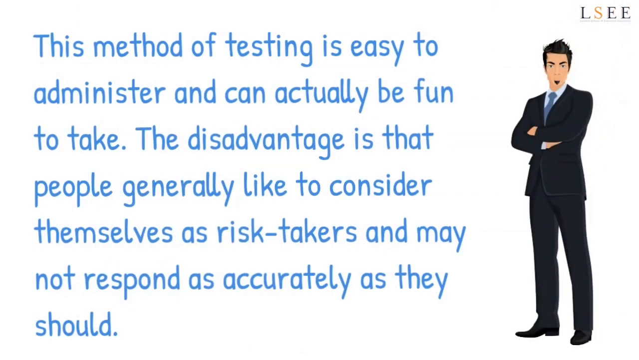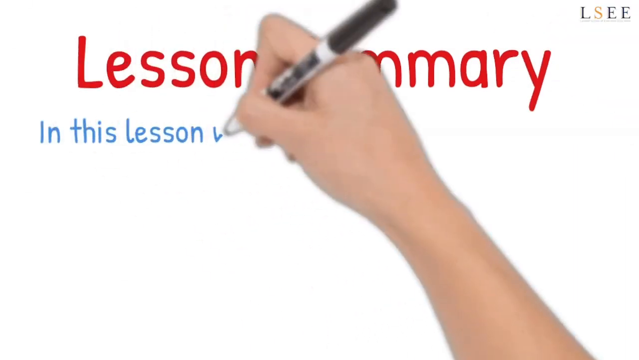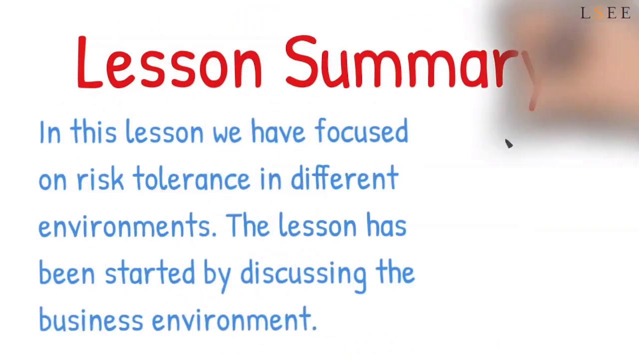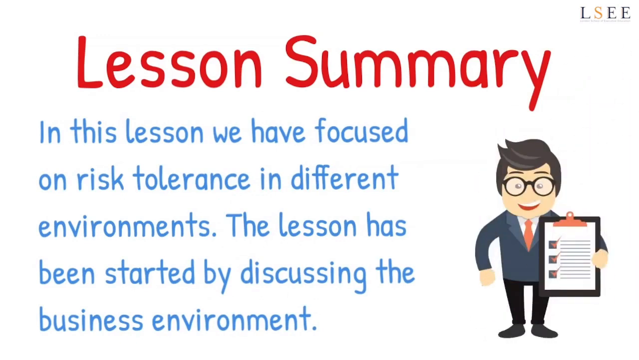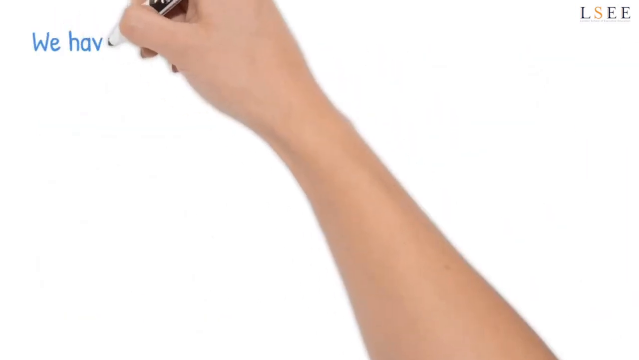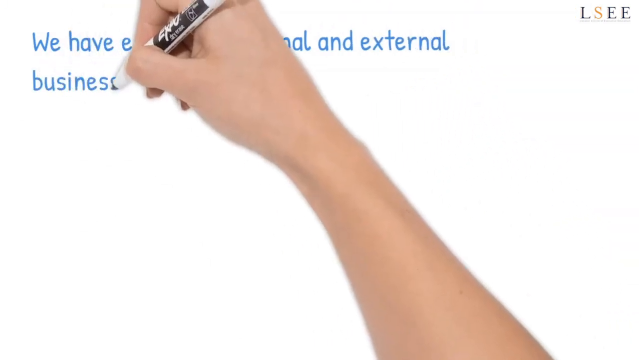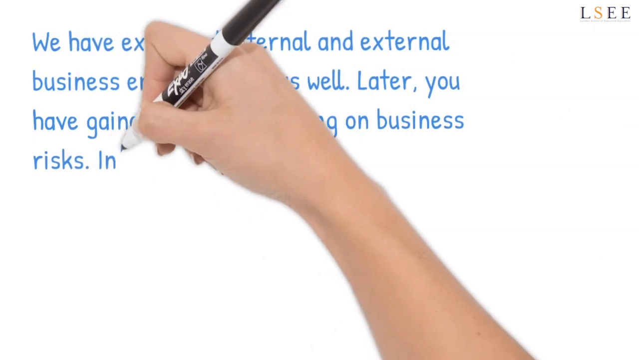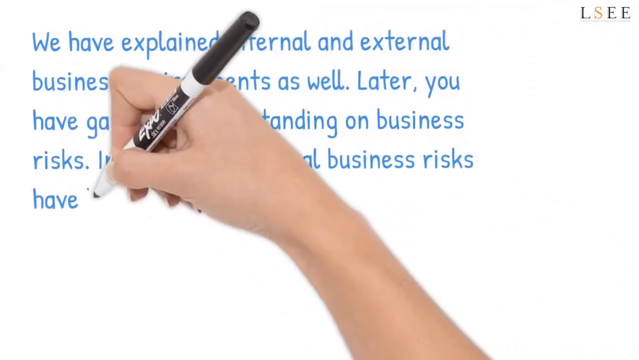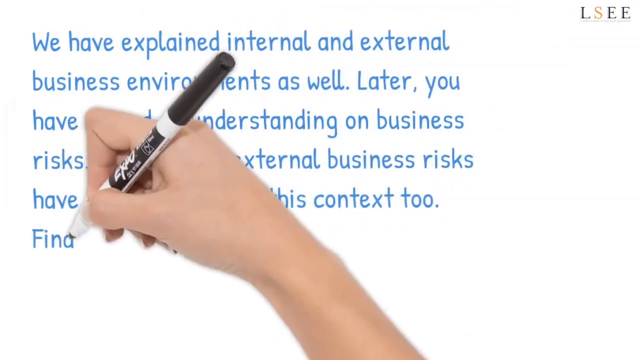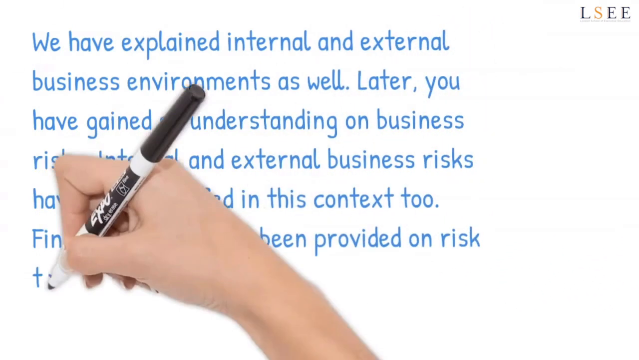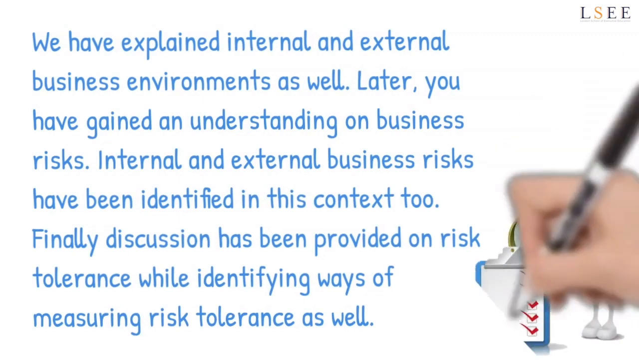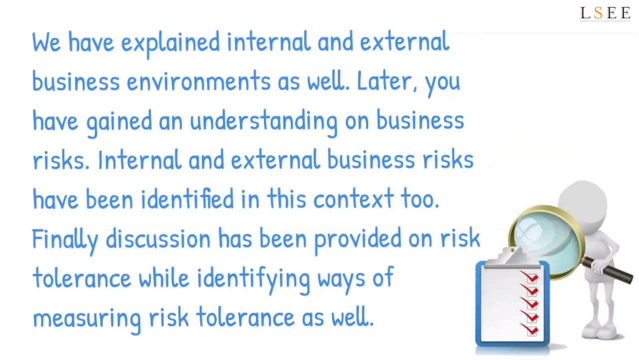Lesson summary. In this lesson we have focused on risk tolerance in different environments. The lesson started by discussing the business environment. We have explained internal and external business environments as well. Later, you have gained an understanding of business risks. Internal and external business risks have been identified in this context too. Finally, discussion has been provided on risk tolerance while identifying ways of measuring risk tolerance as well.